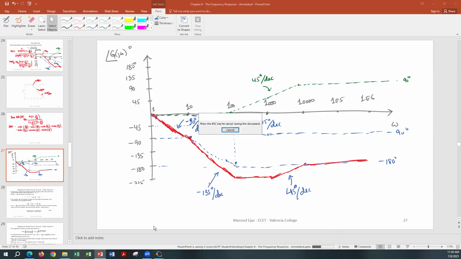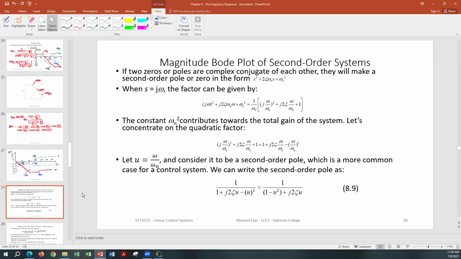Okay, so that's the phase Bode plot, and that's the approximation for, again, first order roots. And now we're going to look at the second order system real quick. All right, second order systems. We know that the second order system equation can be written as s squared plus 2 zeta omega n s plus omega n squared. Zeta, of course, is the damping ratio, and omega n is the natural resonant frequency of the second order system.